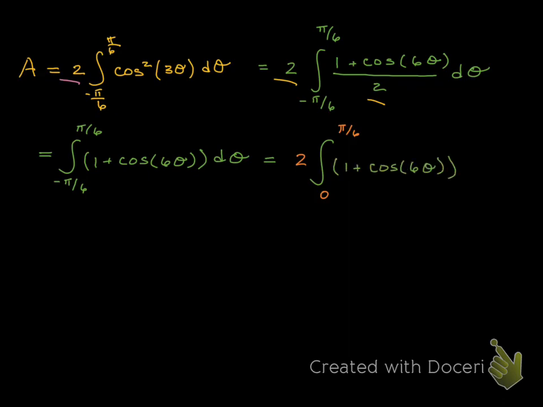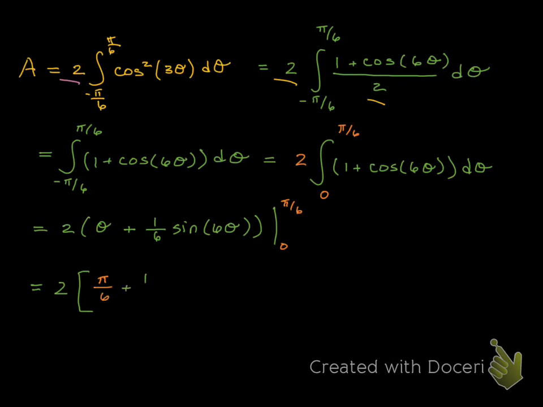And finally, I can take the antiderivative. The antiderivative of 1 is theta. The antiderivative of cosine of 6 theta is 1/6 sine of 6 theta. And evaluate from 0 to pi over 6. If you follow so far, plugging in pi over 6 for theta, I'll get pi over 6 plus 1/6 sine of just pi. And that's a value I know, a number that I can crunch. Minus what I get when I plug in 0 for theta, that's 0 plus 1/6 sine of 0.